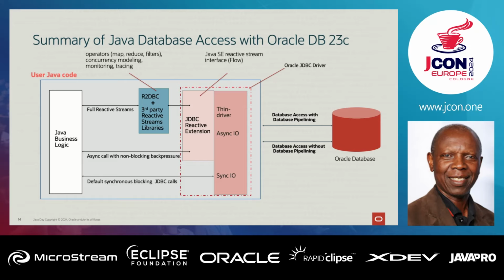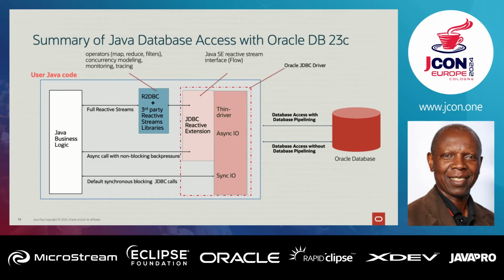I think Spring also has a reactive API. And R2DBC, you know, all the database vendors have R2DBC. So the blue box is the representation of the reactive streams API or libraries, and we implement them on top of our reactive extension. So if you use Project Reactor with Oracle JDBC, internally you are using our reactive extension, which I showed you in the previous slide.